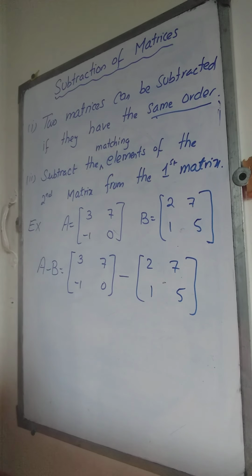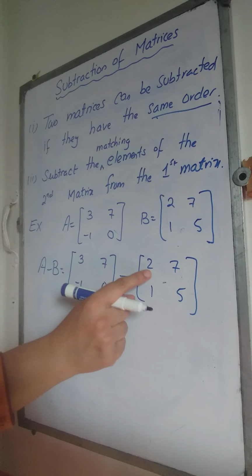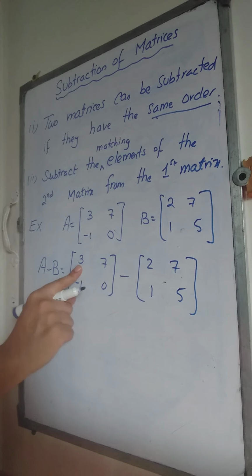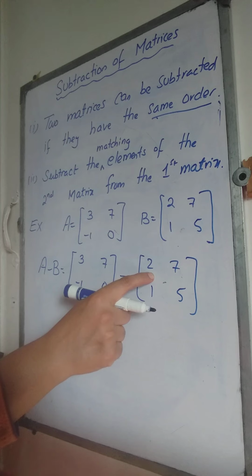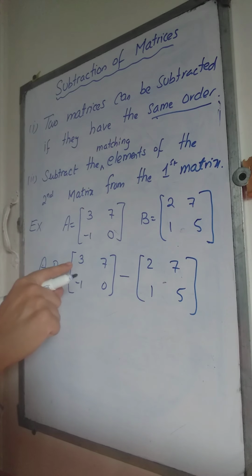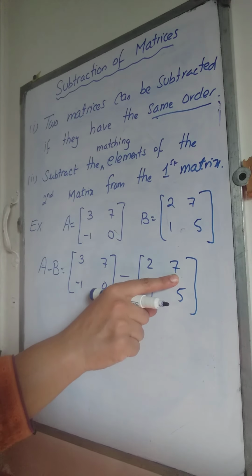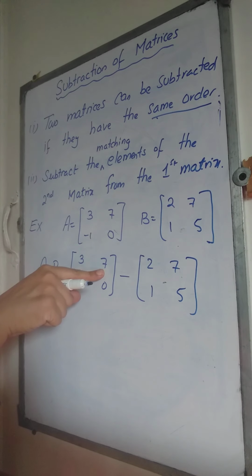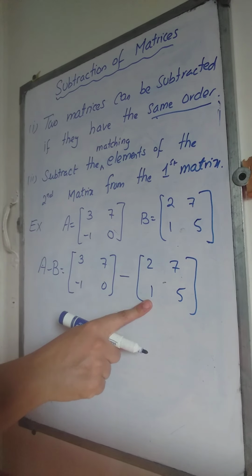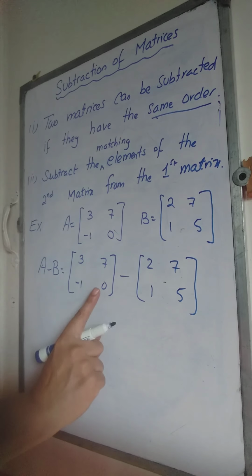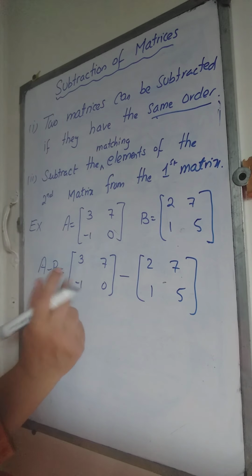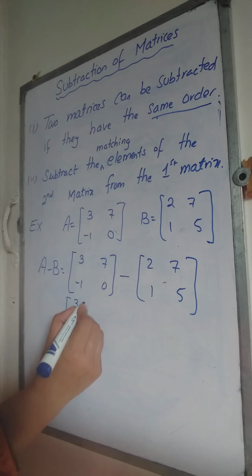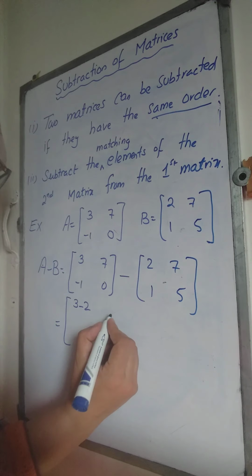In order to subtract them, what we do is we are going to subtract the elements of the second matrix from the first. Okay, the matching elements. Matching elements mean the first element of this matrix will be subtracted from the first element of matrix A. The second element of matrix B will be subtracted from the second element of matrix A. The third element of matrix B will be subtracted from the third, and the fourth will be subtracted from the fourth element. Okay, so we are going to subtract 2 from 3. 3 minus 2. 7 minus 7.